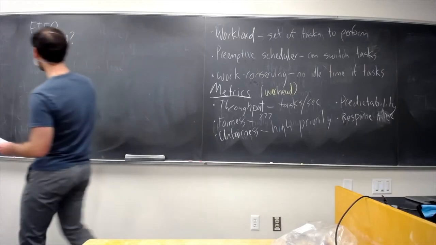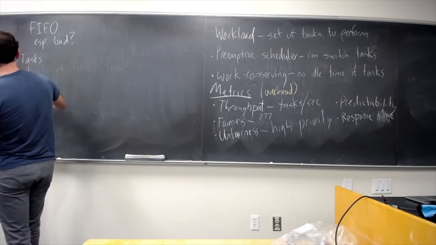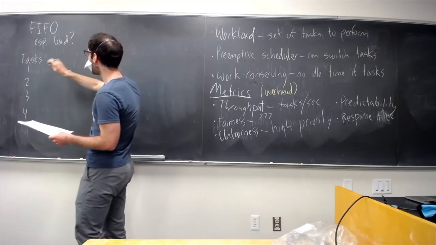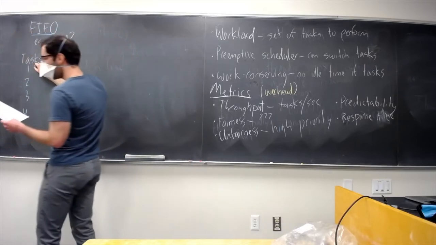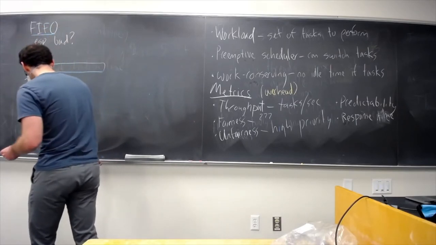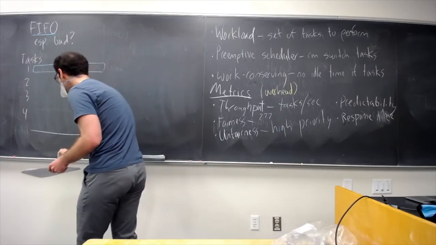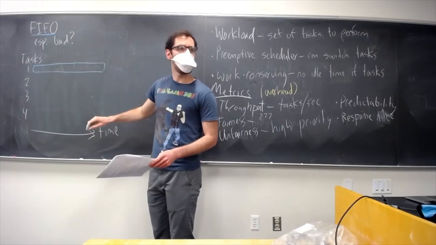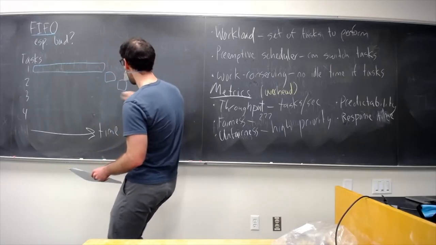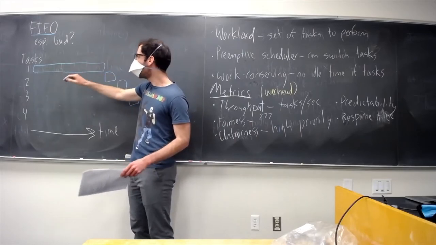And so we might see something like, if we have tasks 1, 2, 3, 4, FIFO might say, all right, first task that comes in is this really long one. So down here is time. And then 2, 3, and 4 come in. They're all short. And so FIFO just runs the tasks in the order they came in.